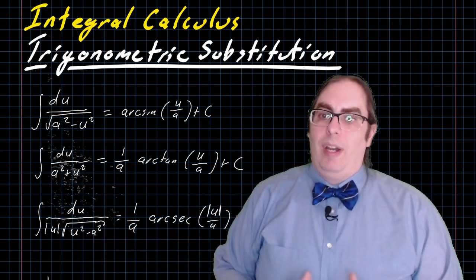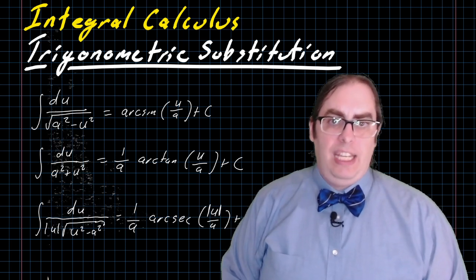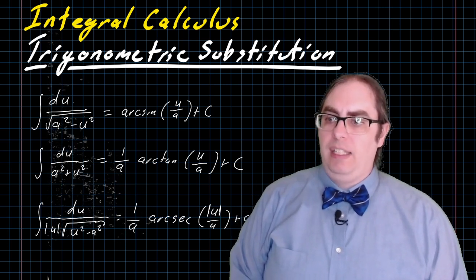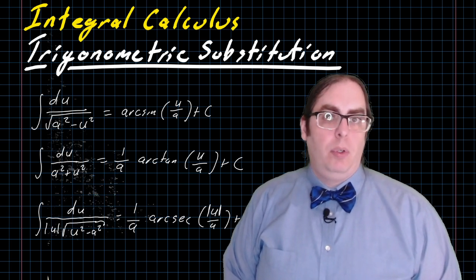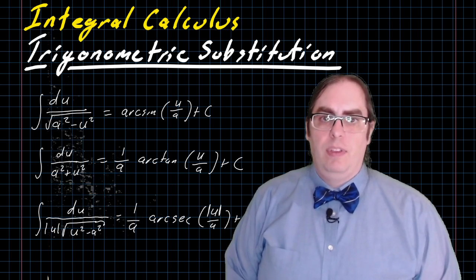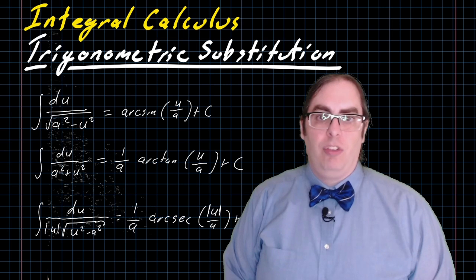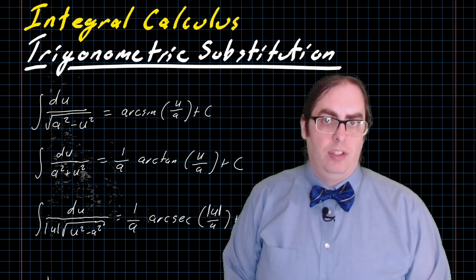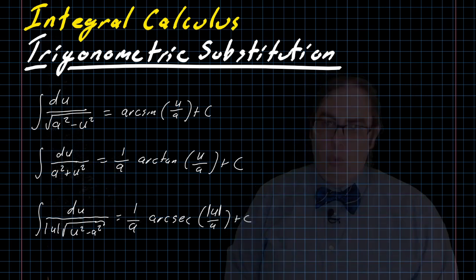So, if you are adding, we used tangent. If you are subtracting, and the variable is negative, we used sine. If you are subtracting and the variable is the positive part, we used secant. Those are actually some rules of thumb here.